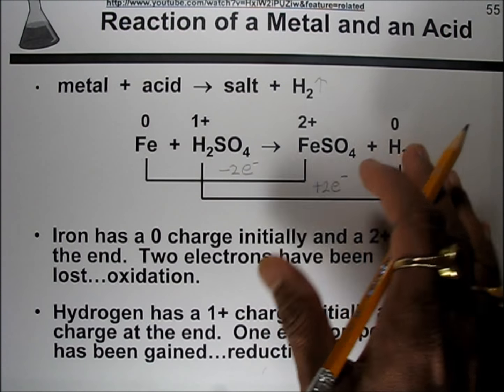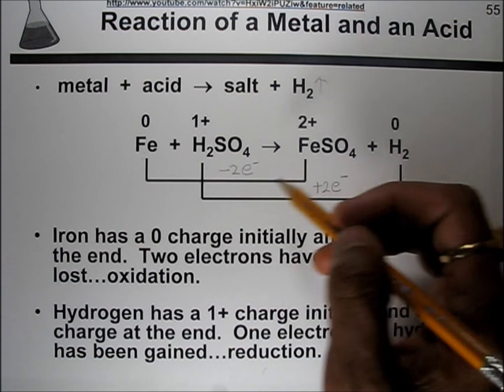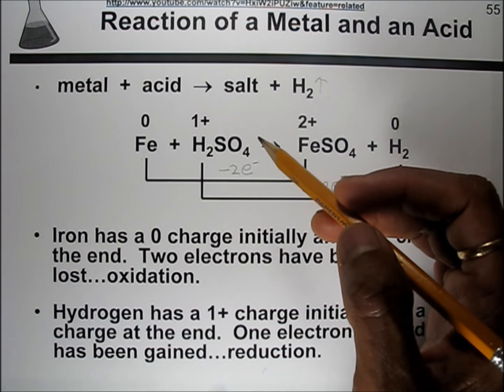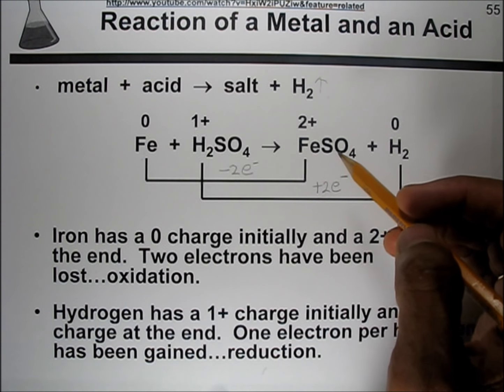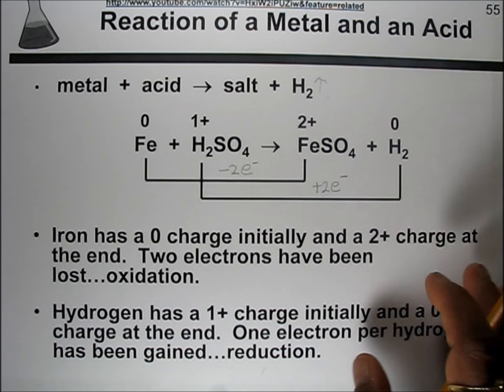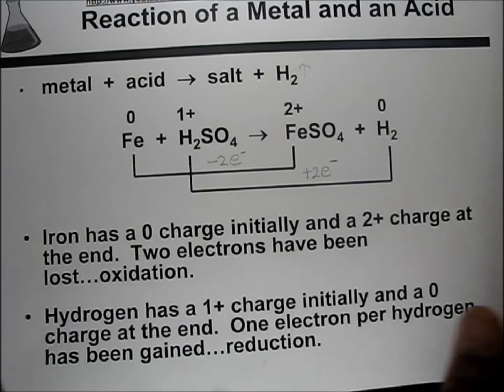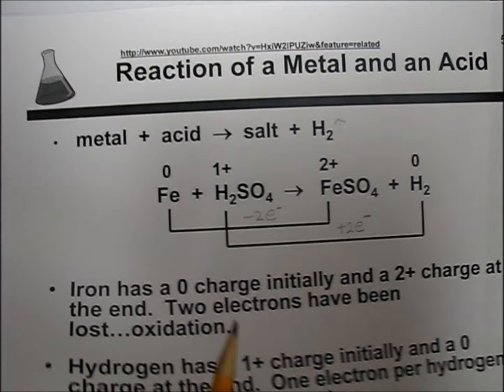So you can see that oxidation and reduction reactions happen together whenever a reaction happens. One species gets oxidized and another species gets reduced. So basically, oxidation and reduction reactions occur simultaneously.